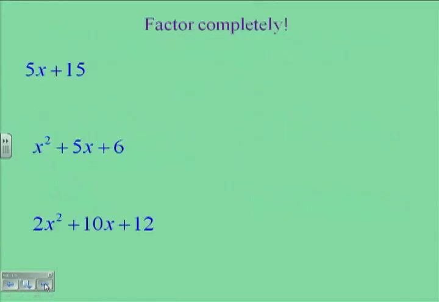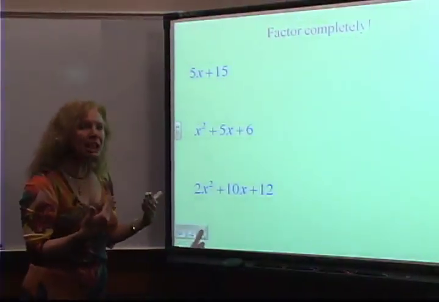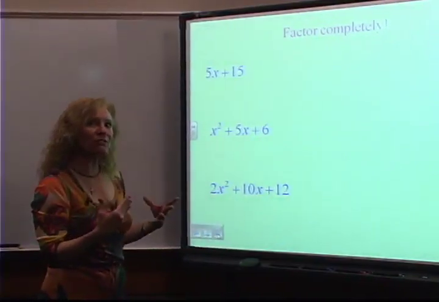All right. Now let's get going on the backwards process. If I come upon this 5x plus 15 and I'm asked to factor it, does it look like it's got the answer from foiling?